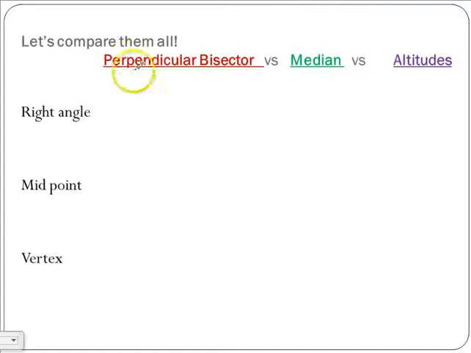So we've talked about three things so far: perpendicular bisectors, medians, and altitudes. And we're going to finish up here with a comparison of all three of them. Some of them intersect at right angles. Some have a midpoint where it breaks the side into two equal parts. And then some start at vertexes. So let's make this little comparison of what two aspects each will have. Each of them will have two out of the three aspects.